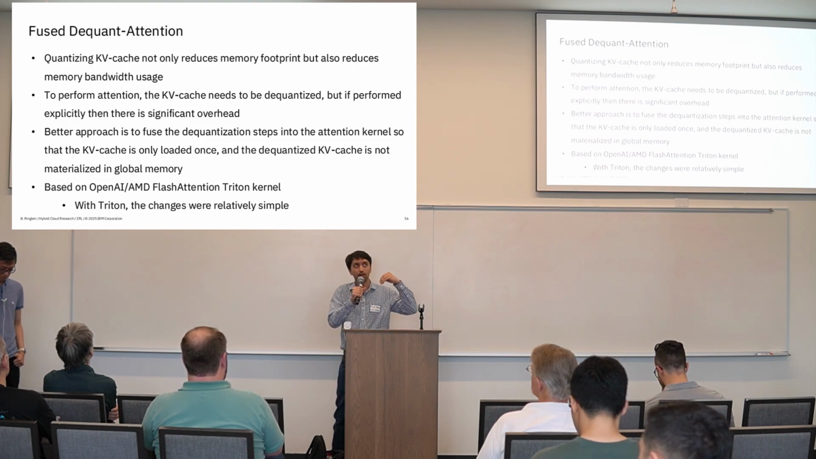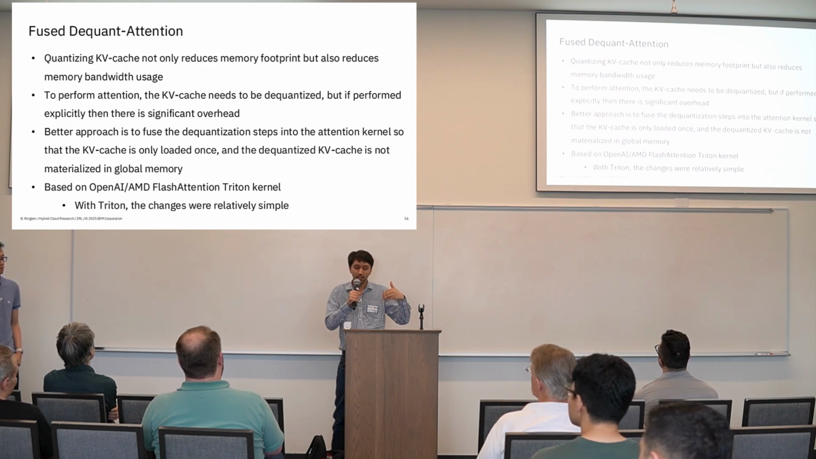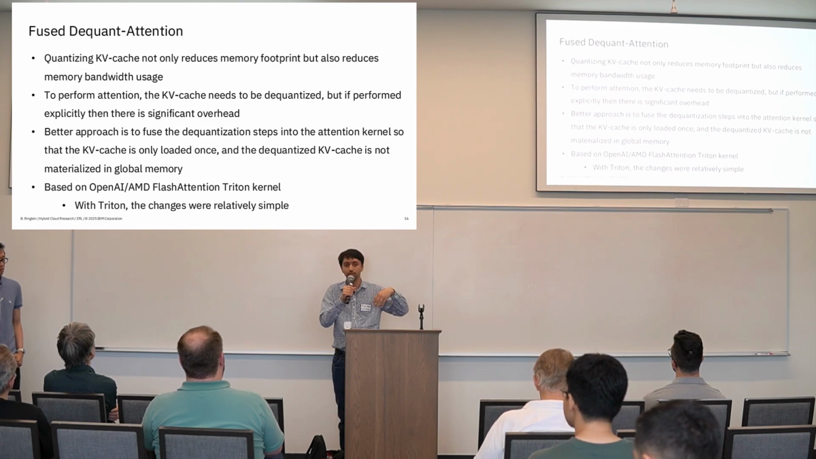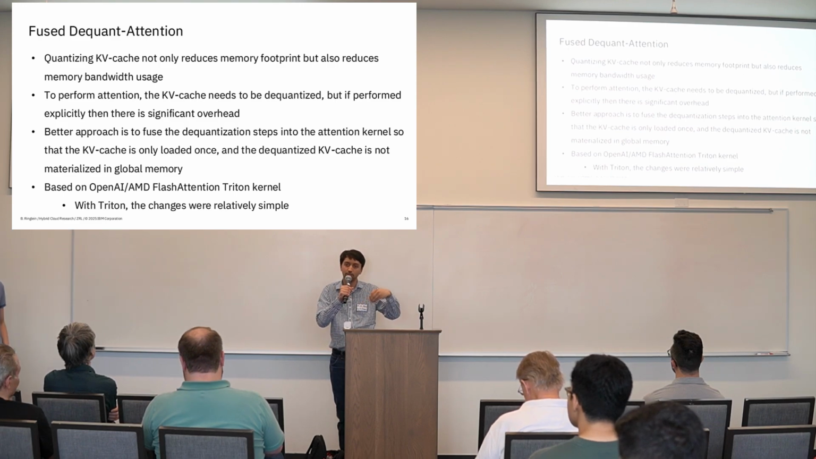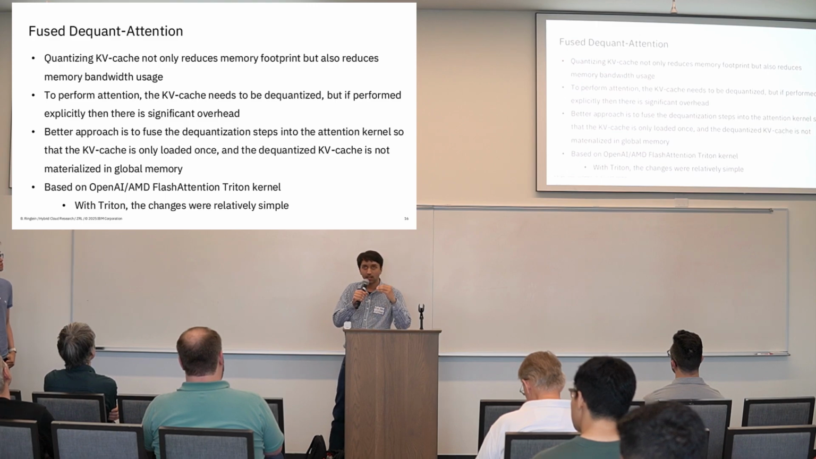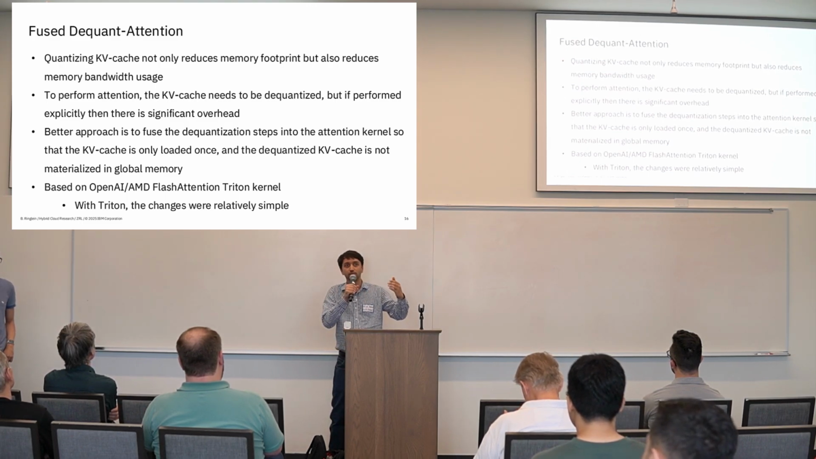So if we dequantize those values in plain PyTorch or in a separate kernel, we're again doing that thing where you read the quantized values, you store the dequantized values, and then your attention kernel reads those dequantized values again. By fusing the dequantization with attention, we could reduce that from read, store, read to just one read.